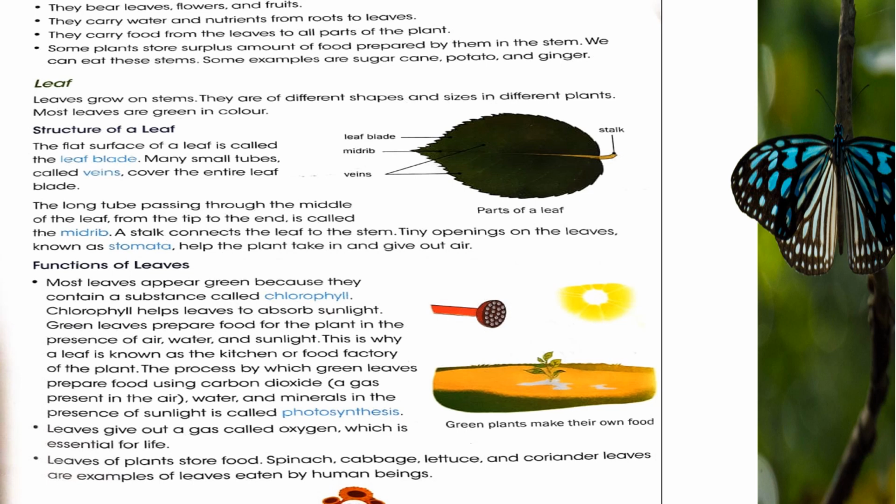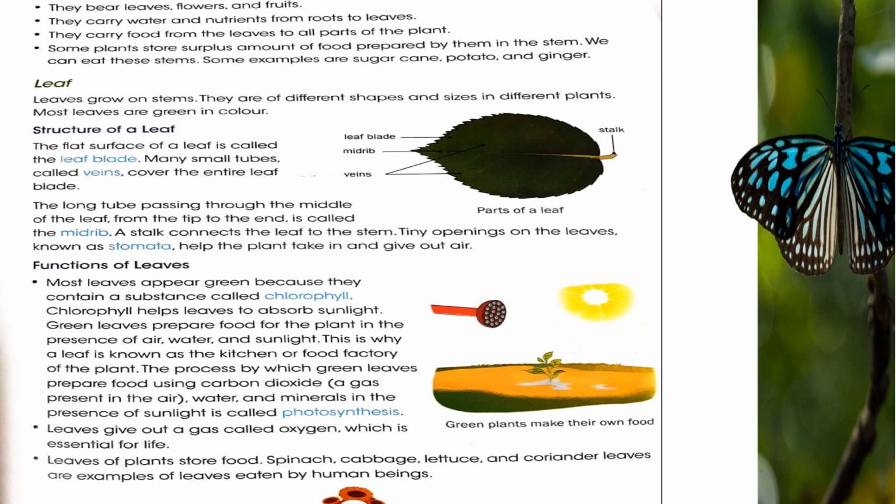Now leaf. Leaves grow on stems. They are of different shapes and sizes in different plants. Most leaves are green in color. You can see the image of parts of a leaf which shows stalk, leaf blade, midrib, and veins. Now let's see the structure of a leaf.